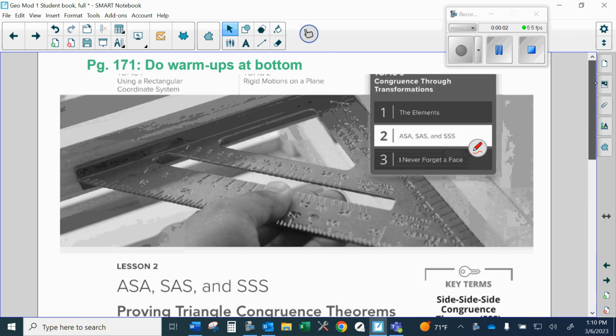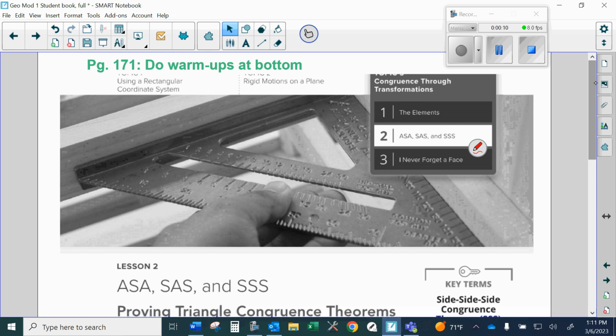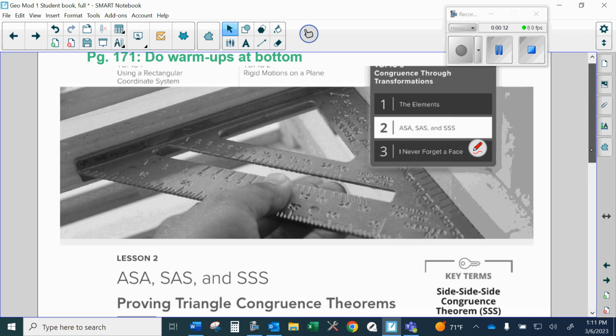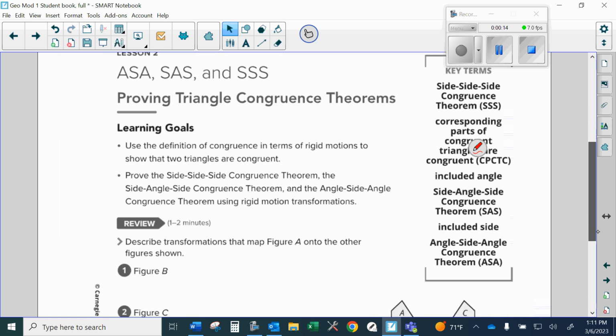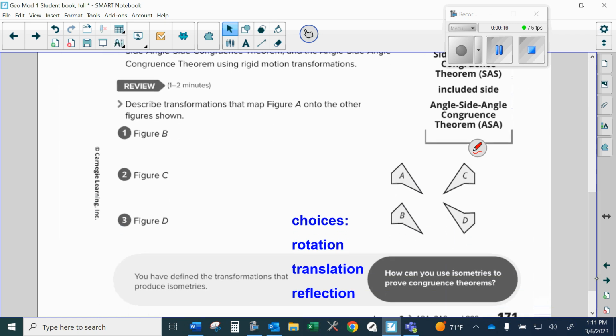Okay, students, we are on page 171, topic 2, topic 3, lesson 2 of mod 1, ASA, SAS, and SSS. So go ahead and pause the video and do the warm-ups here. Your choices are rotation, translation, or reflection.